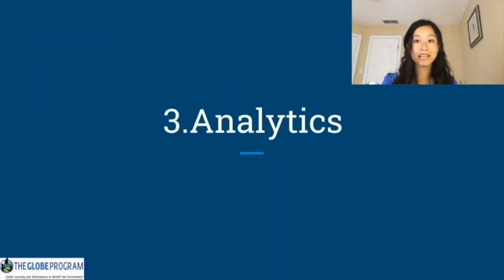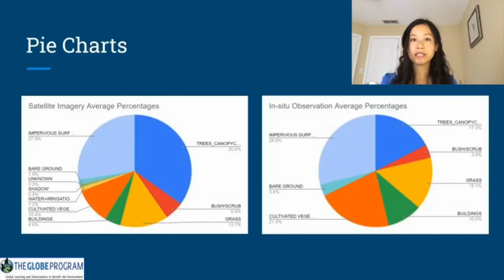Here are some of the things that our data has shown us. These are the pie charts for the satellite data and the in-situ data. We can already see from here that the biggest differences are in the categories tree canopy cover and cultivated vegetation.